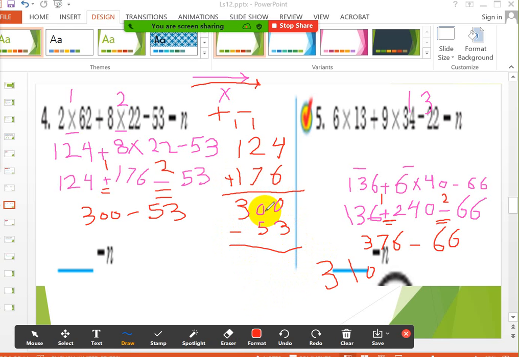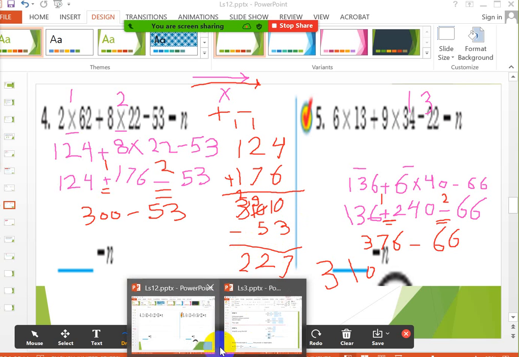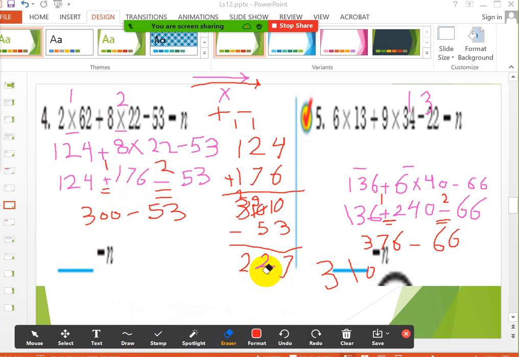I can't borrow from this 0. So what I have to do, I have to borrow from the 3. So this one will be 2 and this one will be 10. Now I can borrow from the 10. So it will be 9 and this one will be 10. Now 10 minus 3 equals 7. 9 minus 5 equals 4. Sorry, 9 minus 5 equals 4, not 2, I'm sorry. So the answer will be what? 247.